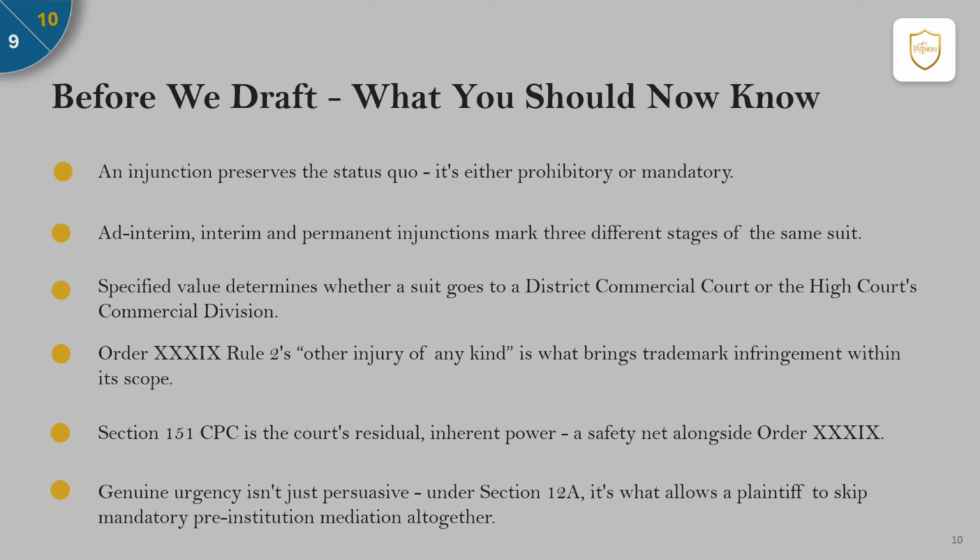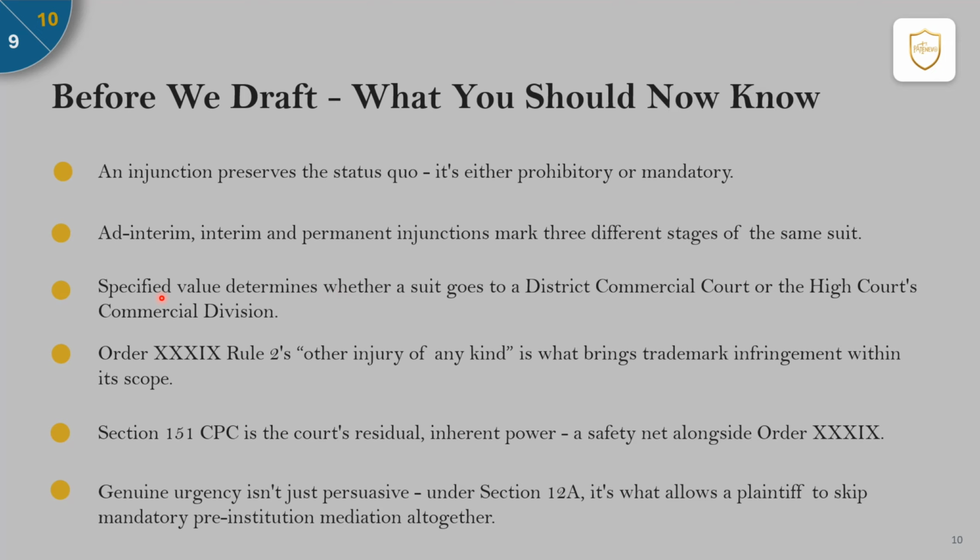So let's pause here before we move into our drafting. If you are a first year student, this is the slide I want all of you to screenshot, because this is what we have learned today in Part A. An injunction preserves the status quo. It is either prohibitory or mandatory. And then we discussed ad-interim, interim, and permanent injunction, which mark three different stages of the same suit.